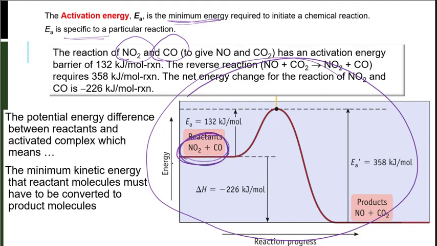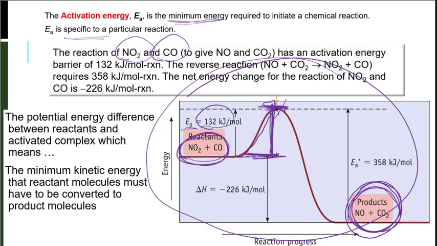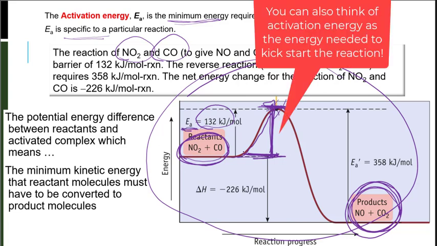We want this reaction to occur and create these products, NO and CO2. Well, in order for that to happen, there's a certain amount of energy that must be met. This is my activation energy. This difference to go from reactants up to the top here, and in this case, EA, activation energy, is 132 kilojoules per mole. That is the amount of energy needed to go from reactants to make this reaction happen.